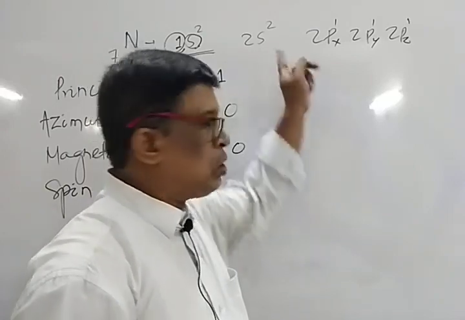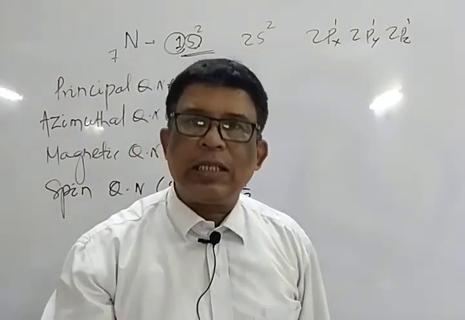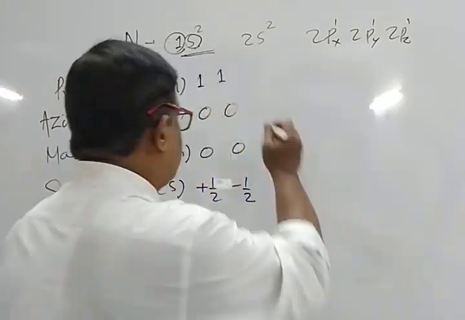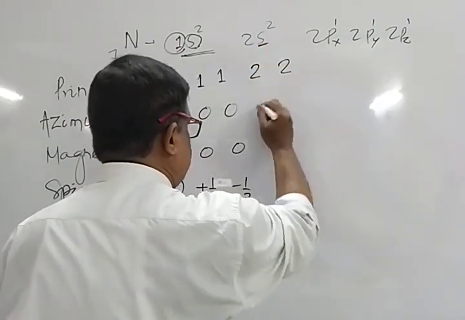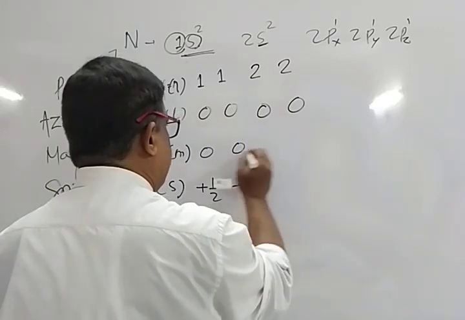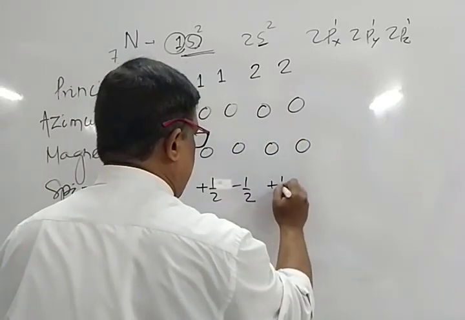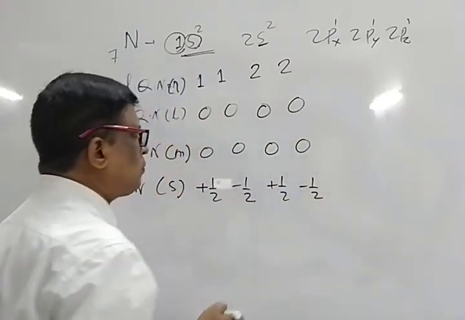Similarly, in 2s2, 2 electrons are there in the S subcell of the second cell. So for the second cell, the principal quantum number is 2 in both cases. As it is S, it is 0 in both cases. And the magnetic quantum number is 0, with spin plus half and minus half.